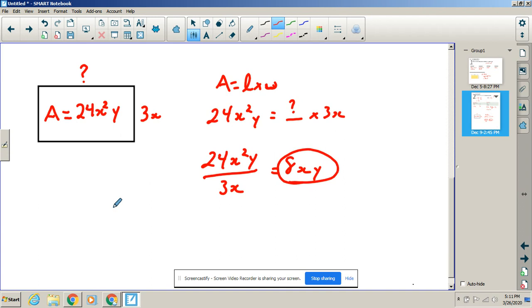You can always check this, because you know that the length times the width should be 24x squared y. So if you take 3x times 8xy, that should give me the area. 3 times 8 is 24. X times x is x squared, and then y is just staying in. So that is the area, 24x squared y. So that is the correct missing dimension.